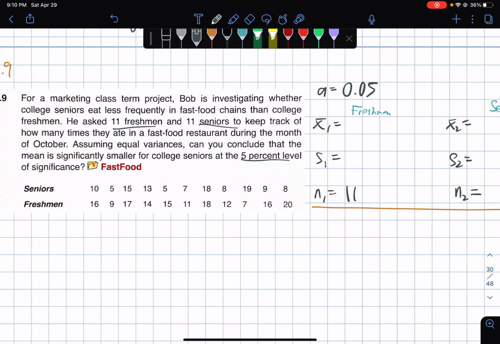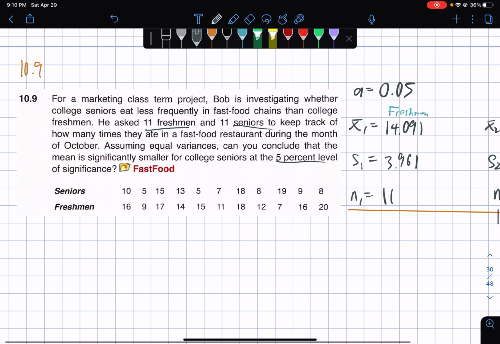X-bar 1 is... wait. Oh, yeah. We're given a table again of values, and then we just have to manually compute for the mean and the standard deviation, the two of them, the two sets. So for freshmen, we have 16, and then 9, and then 17, and then 14, and then 15, 11, 18, 12, 7, 16, and 20. So for the mean, it's 14.091. And then standard deviation is 3.961.